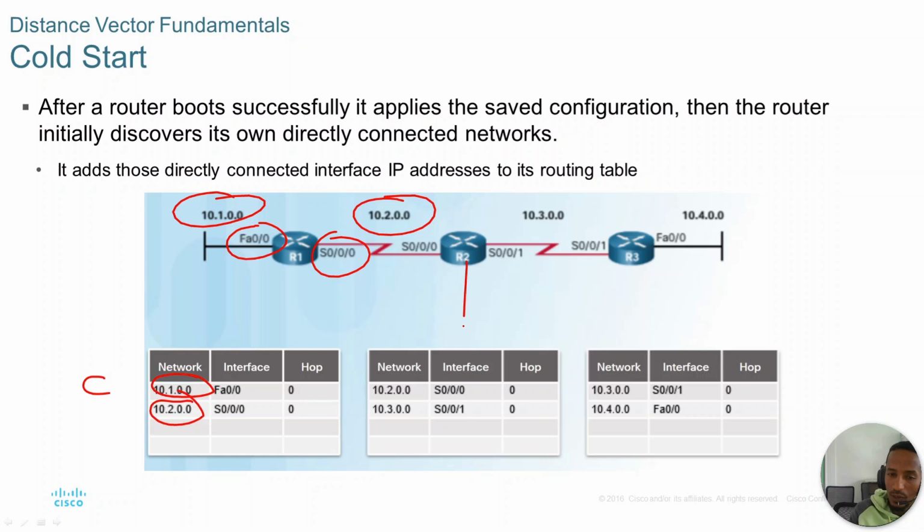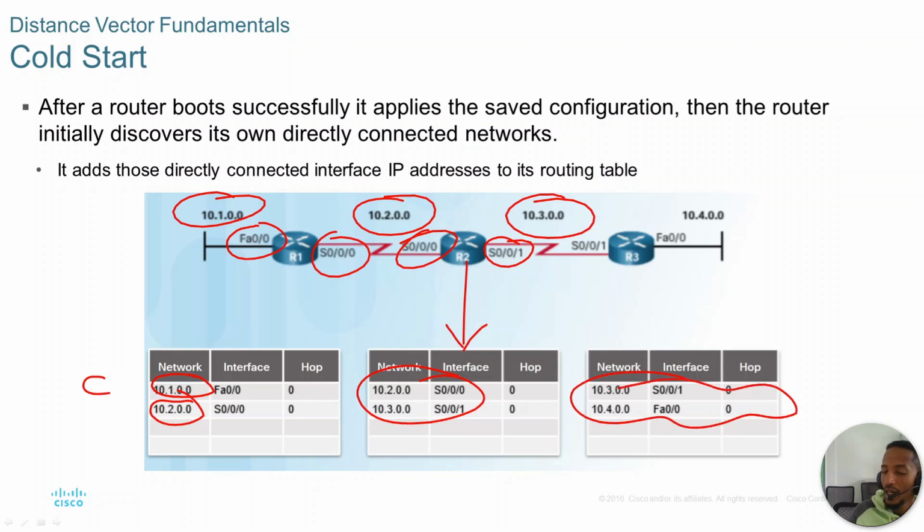All the routers have this; router 2 will have two directly connected networks: 10.3.0.0 through serial 0/0/1 and 10.2.0.0 through serial 0/0/0. So this is the initial information that is stored in the routing table. This is what we call the routing table, by the way. So this is the routing table.